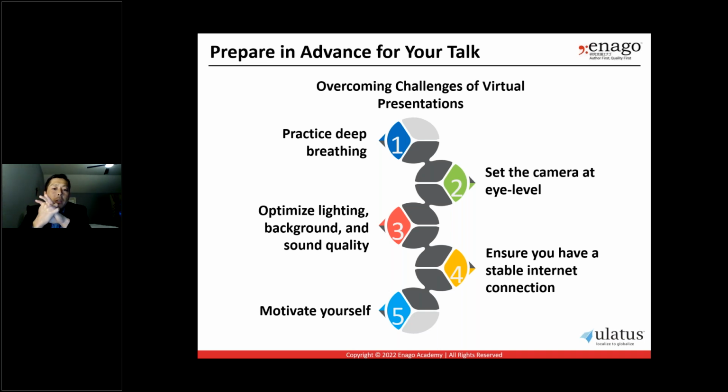Optimize lighting, background, and sound quality. Sometimes it's hard. Like for me, it's almost 9 o'clock at night, so I can't be at work, so I have to be at home. That compromises a little bit, but that's what I could do. Internet connection, of course, if you're doing virtual, and motivate yourself.